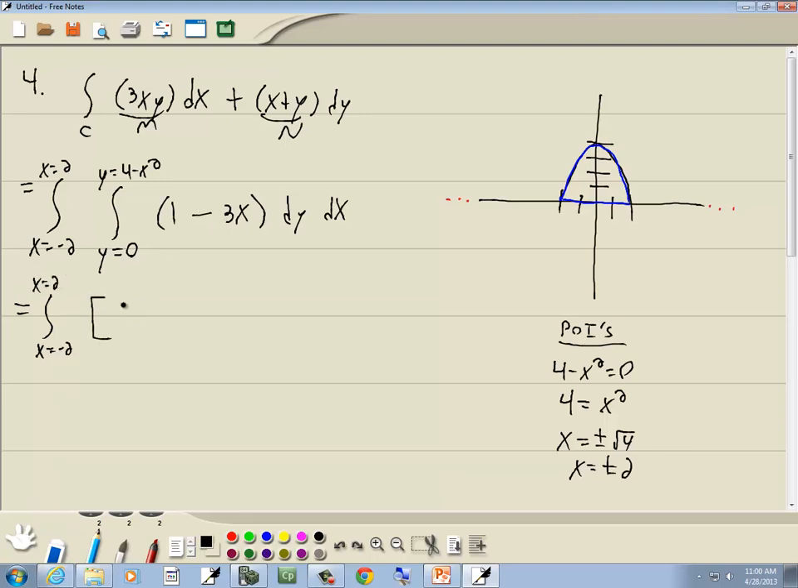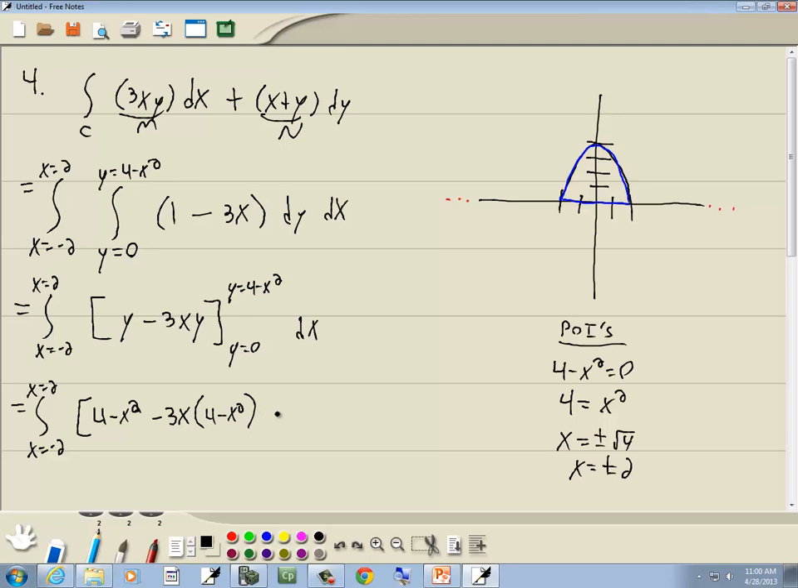We're integrating with respect to y, so the 1 becomes y minus, and then 3x becomes 3xy, from y equals 0 to y equals 4 minus x squared, dx. Now we're going to plug the 4 minus x squared in for the y. So we got 4 minus x squared minus 3x times 4 minus x squared, minus, and then we'll put parentheses because we flip the sign of everything that follows, and we'll put 0 in for y. So we get 0 minus 3x times 0, dx.